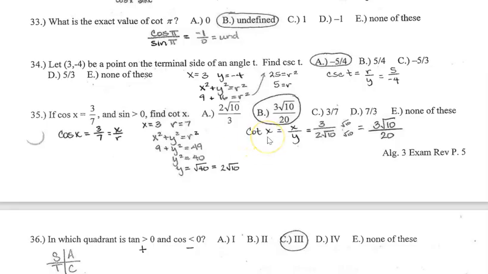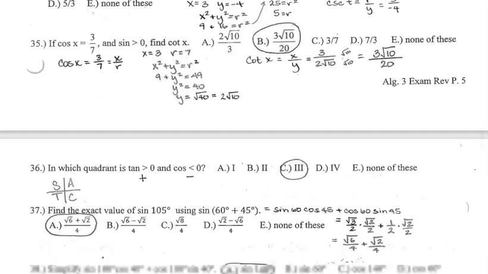Okay, so cotangent by definition is x over y, again, on the top of my formula sheet. And so x was 3 and y was 2 square roots of 10. I'm not allowed to leave a radical in the denominator, so I'm going to rationalize. Multiply top and bottom by the square root of 10, and I'll have 3 square roots of 10 in my numerator, and then down here 2 times 10, or 20, in my denominator.